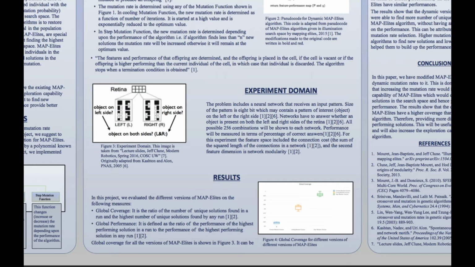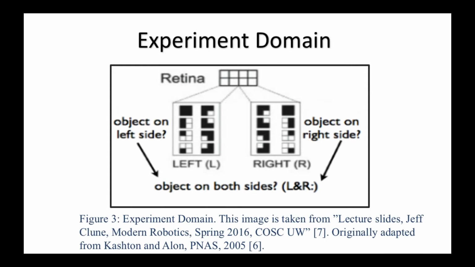In this project, we implemented three versions of MapElites to solve a problem. The problem includes a neural network that receives an 8-bit input pattern. The network has to identify if a given pattern was present on the left and the right side of the input pattern. The performance was measured in terms of percentage of correct answers, and the features were modularity and connection cost of the network.